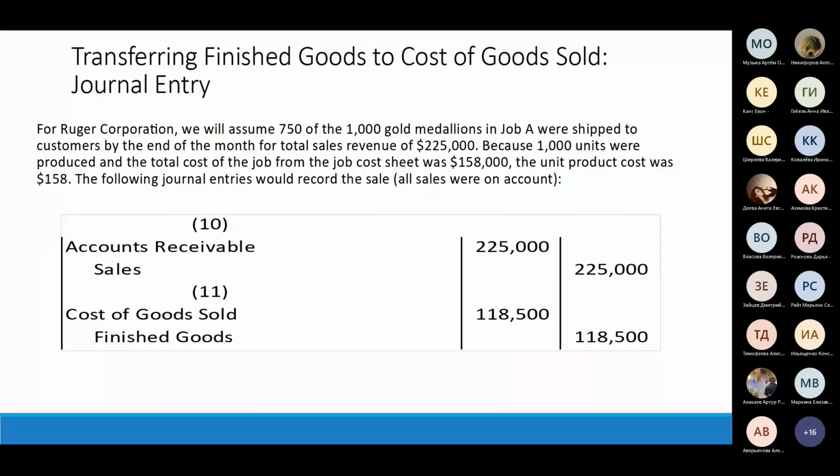Any questions from the group? So do you have any questions regarding this part of the material? Is it clear how the cost flow is organized using the job order costing system? So I suppose it's clear. So let's move to the next part.